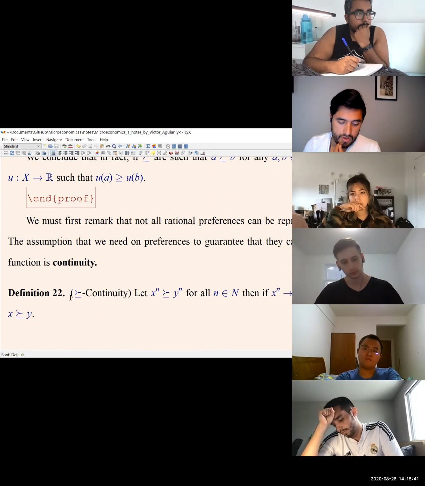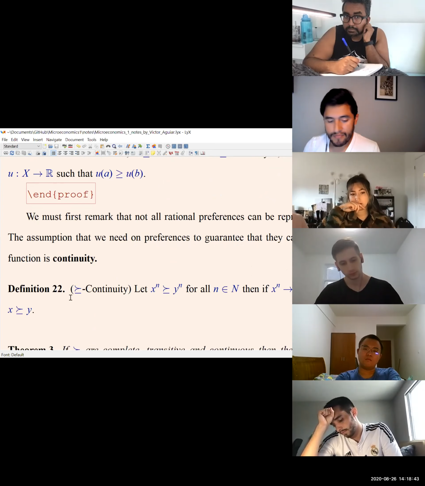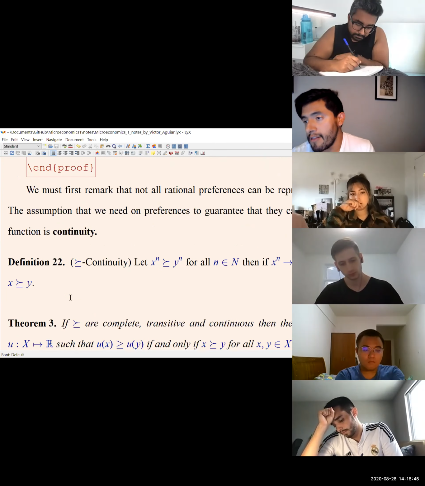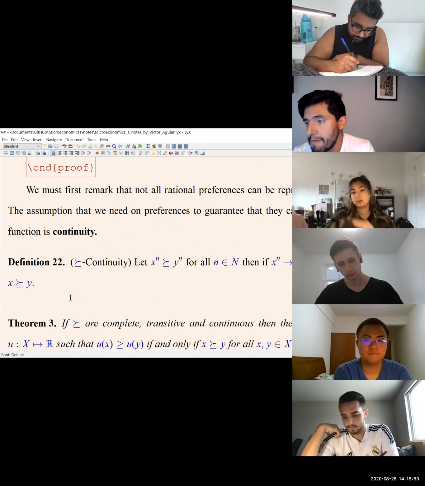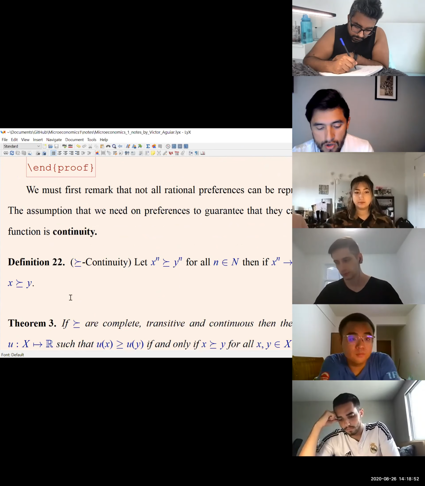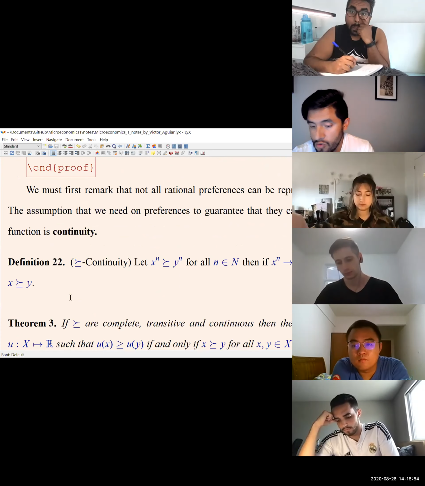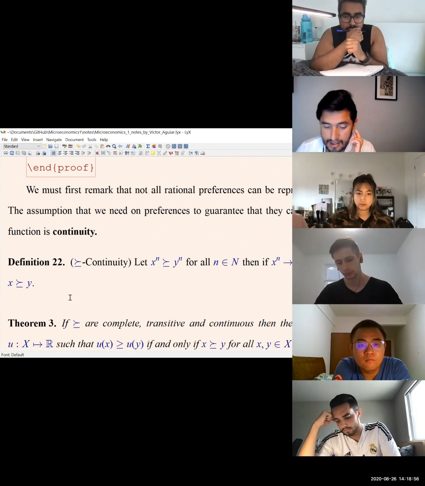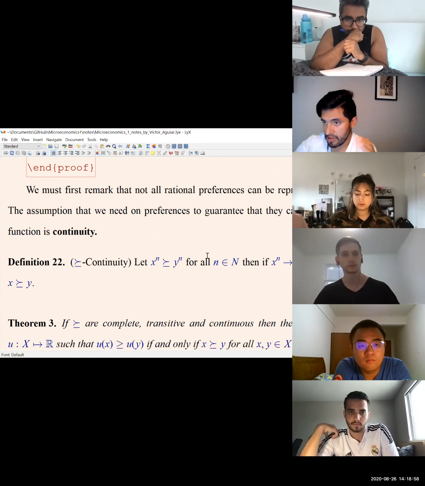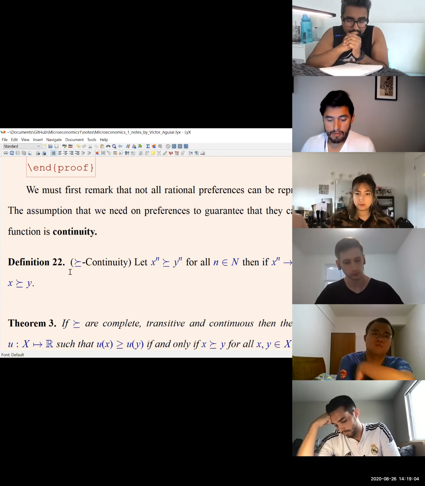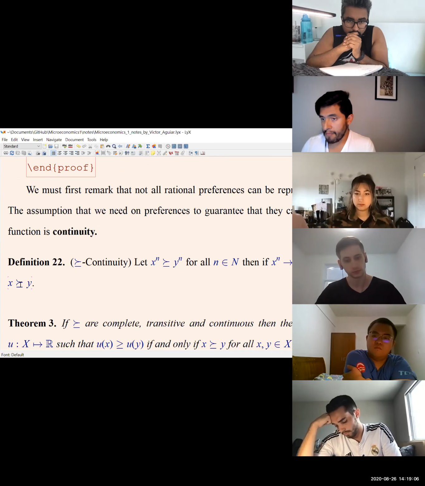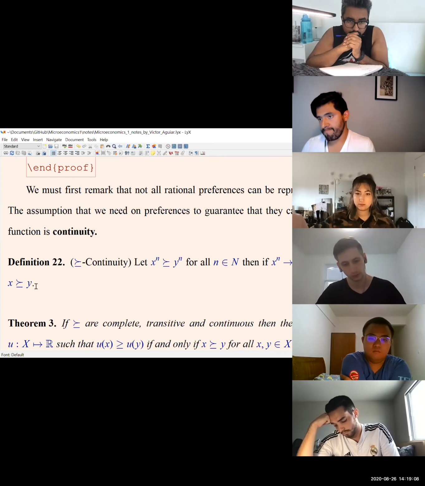Good. So finally, continuity. And this is what I call a technical condition. A technical condition is an assumption that doesn't have behavioral content, right? So continuity means that if you have two bundles, xn and yn, a sequence of such bundles, and then if I take the limit of them, it follows that the limit points also preserve the relation.